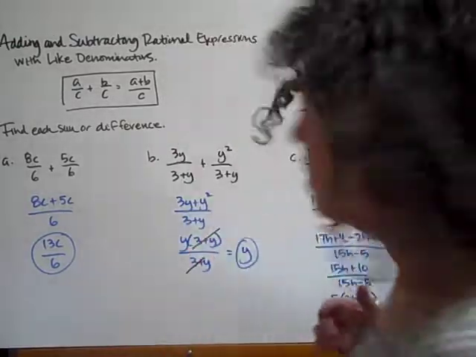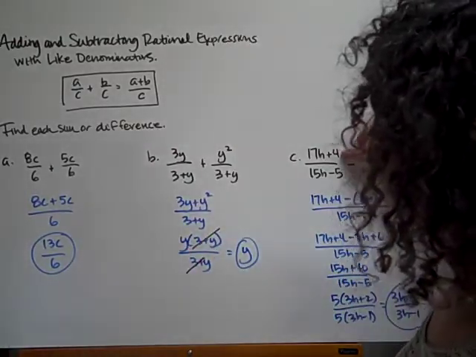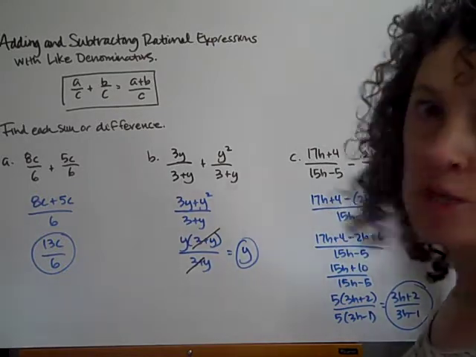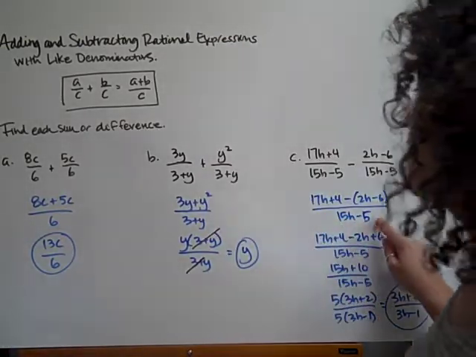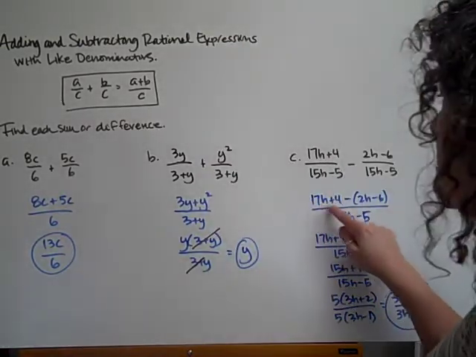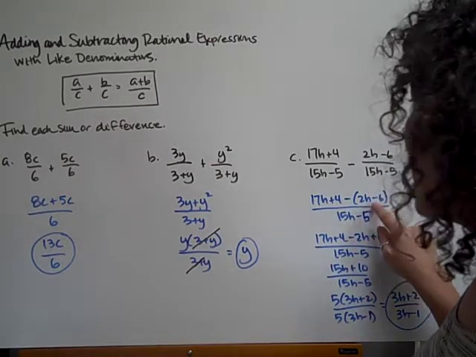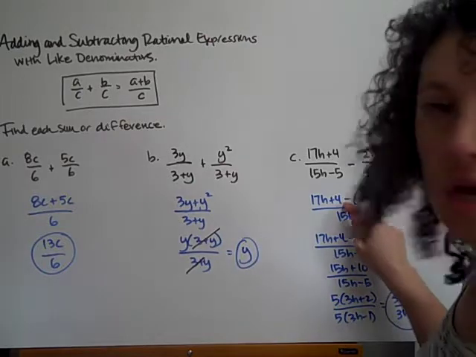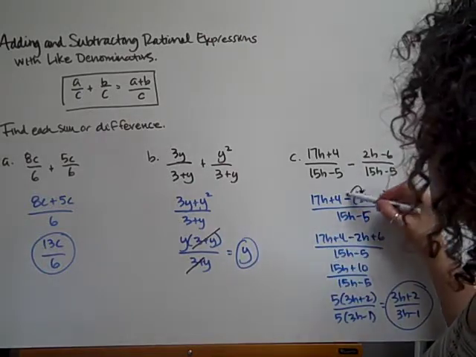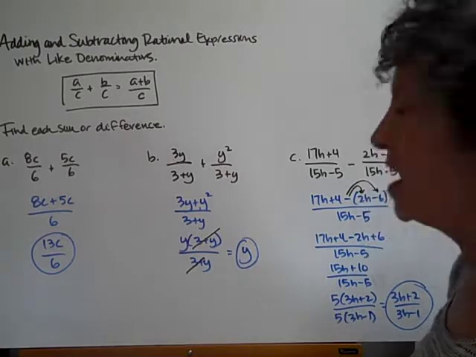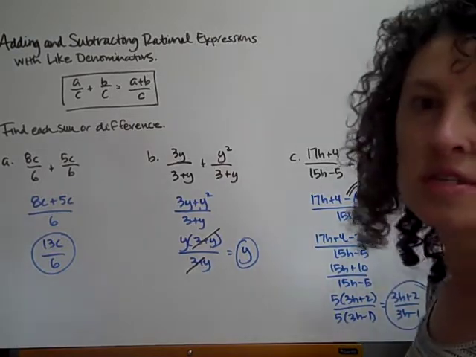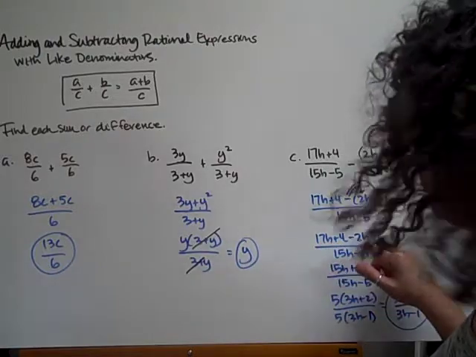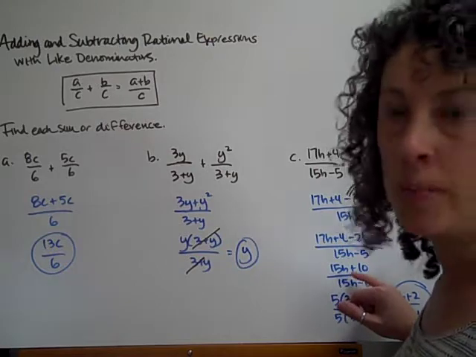Pretty straightforward. One more, I have 17h plus 4 over 15h minus 5, minus 2h minus 6 over 15h minus 5. So to do this, I'm going to keep the denominator. Notice I'm going to take my original numerator, and then I'm going to subtract my second numerator. Notice I put these in parentheses here because I do have to distribute that subtracting. I am subtracting both of these, so please pay attention to that. This really is in parentheses here when we think about it as a numerator. So that's 17h plus 4 minus the quantity 2h minus 6, which gives me 15h plus 10.